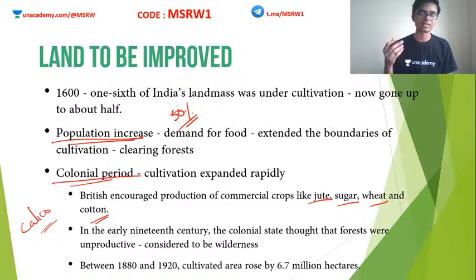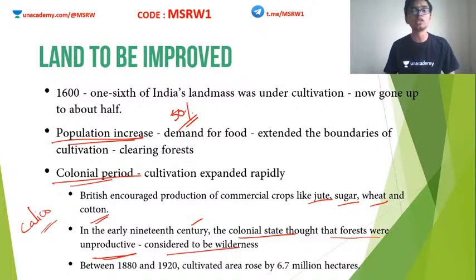Then industries started coming up in India itself. TISCO was set up. All these things were discussed in previous lessons. So commercial agriculture expanded. And the problem with commercial crops is the more you produce, the company will ask you to produce even more because they are greedy. So as a result of this, the amount of forest started declining throughout the world.